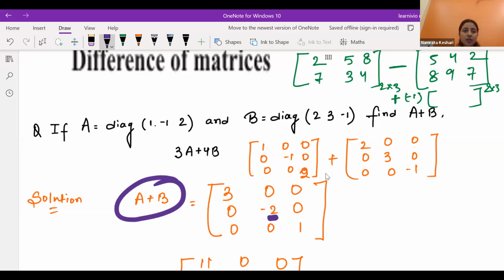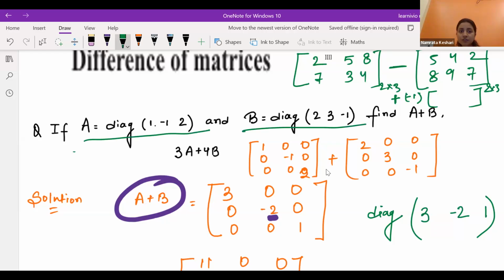So Ibrahim, the diagonal of this plus diagonal of that is nothing but diagonal 3, -2, 1, right? Which we will be getting directly as well if you observe. 1 plus 2, -1 plus 3, and 2 plus 2 minus 1. If you are giving any other exam here, you need to show the steps. If you are giving any other exam, you can write it directly, right? Now 3A plus 4B.